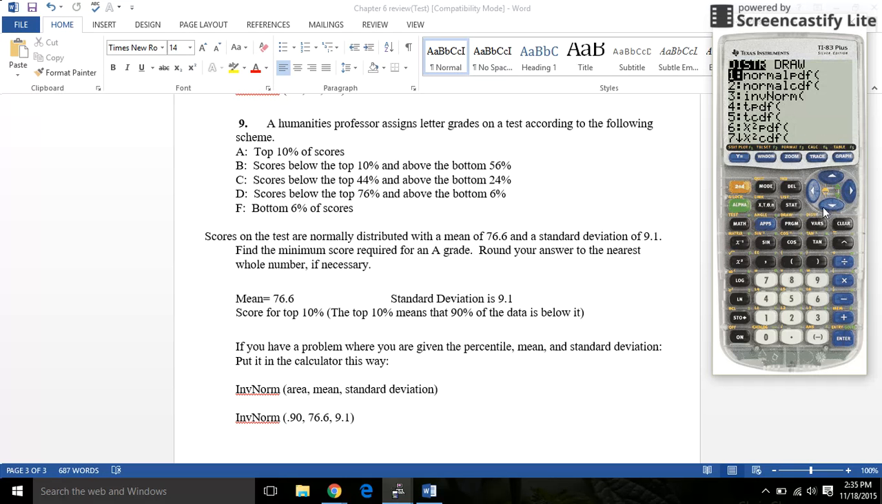So I'm going to go down to inverse norm, and I'm going to put 90. I'm not going to do 0.10 because that is for the lowest 10%. And again, I want the top 10%. So that top 10% is 0.90. Okay? Then I'm going to put a comma, and then I'm going to put my mean of 76.6, comma, and then I'm going to do 9.1. Close the parentheses, and then I get 88. So the minimum score for an A grade on the test is 88.